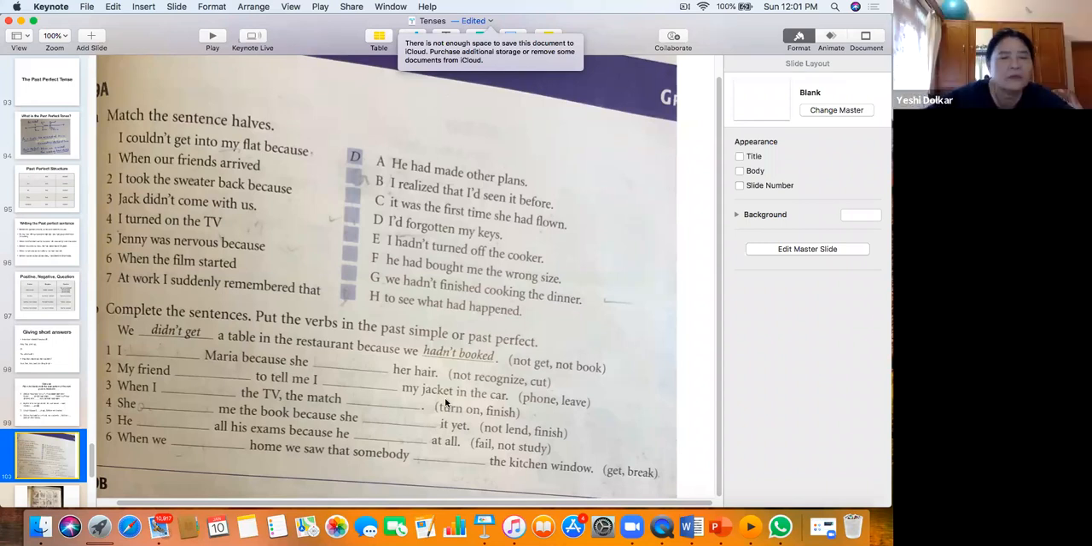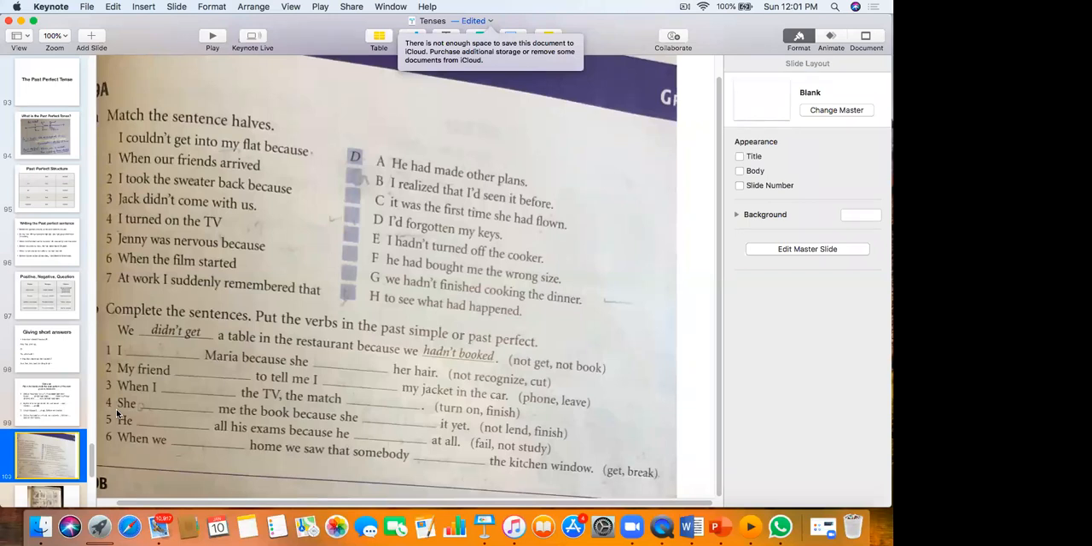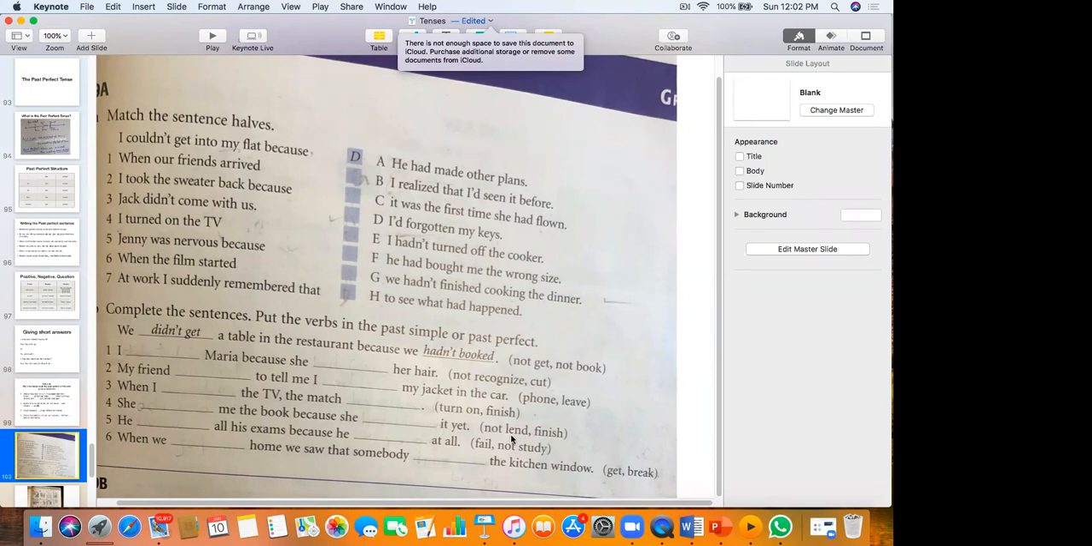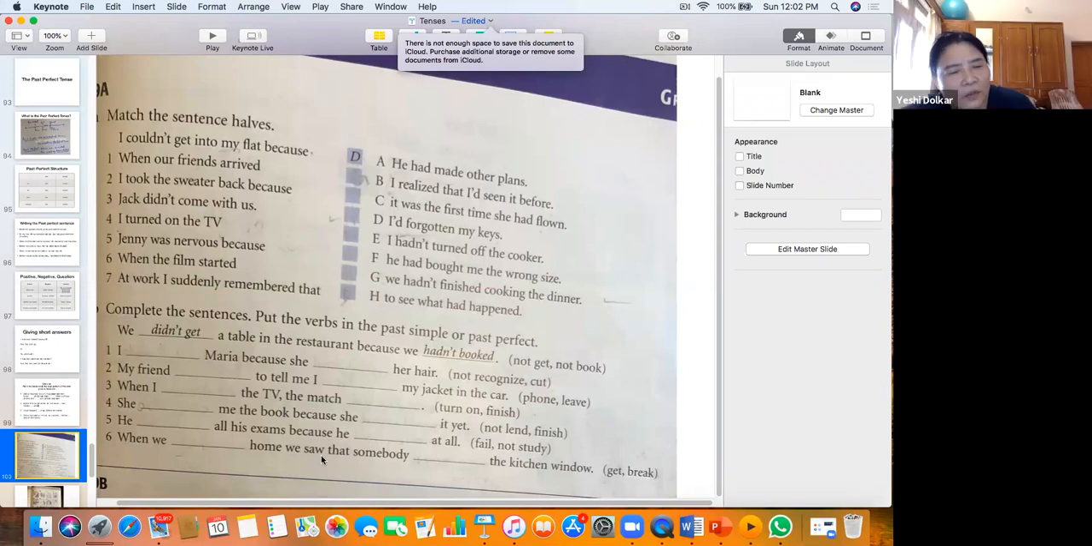When I turned on the TV, the match had finished. Number four: she didn't lend me the book because she hadn't finished it yet. What about five? He failed all his exams because he hadn't studied at all. What about number six?